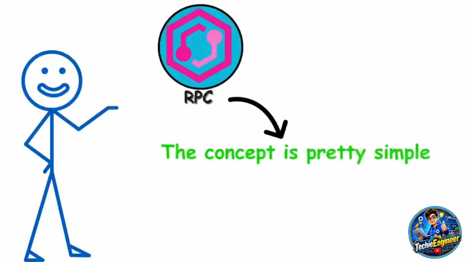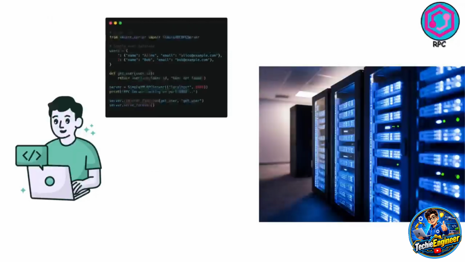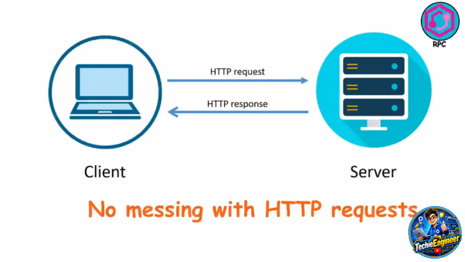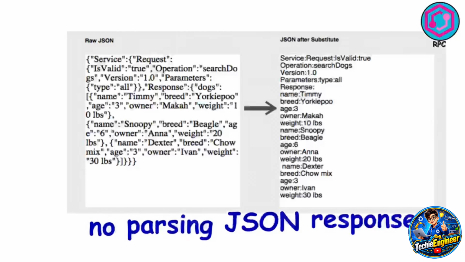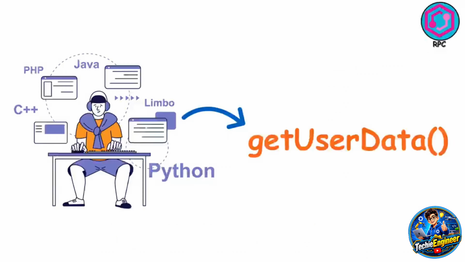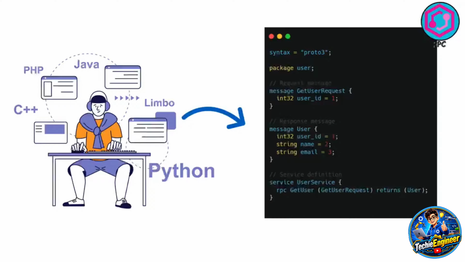The concept is pretty simple. You have a function sitting on a server somewhere, maybe across the country. With RPC, you just call it like it's right there in your code. No messing with HTTP requests, no parsing JSON responses. Just call the getUserData function and boom, you get the data back.